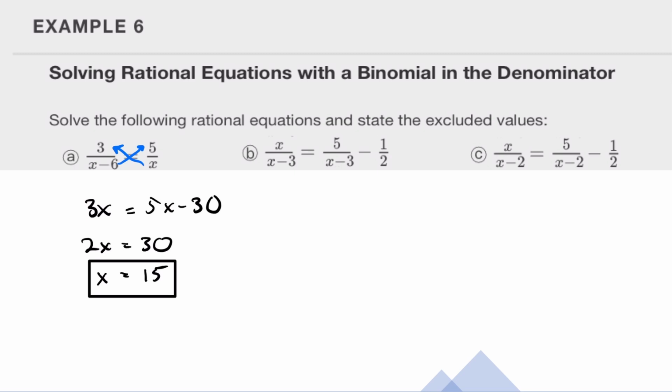Okay, so with part B, we don't have a fraction equal to another fraction, but we can use the technique. So we can't cross multiply here, not the way it's written, but we can multiply the left and the right by the LCD. The LCD in this case is going to be 2 times x minus 3, right? So that's not obvious.